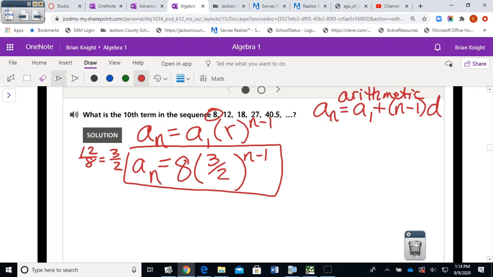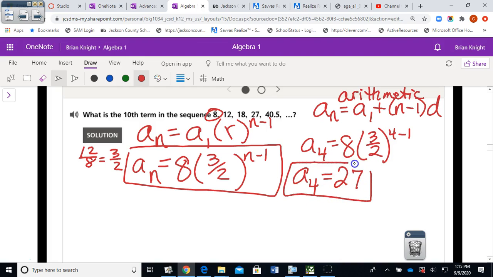27 is which term? The fourth term. So if I wanted a sub 4, I'm going to plug in 8 times 3/2 to the 4 minus 1 power. Put that in your calculator. See what you get. It's 27. Don't just trust me, verify. Always question. Always check. So a sub 4 is 27.